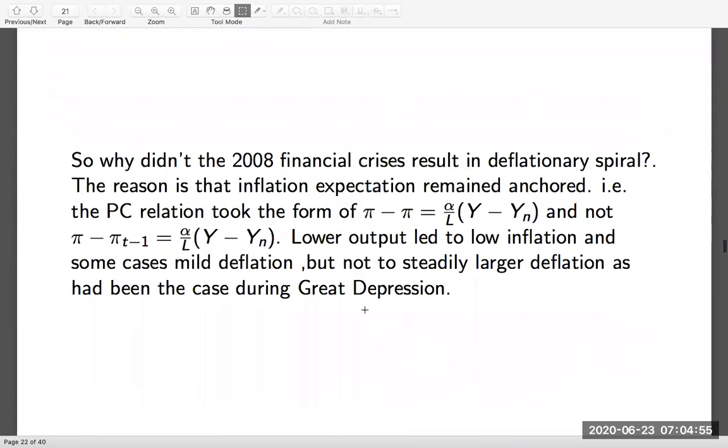So why didn't the 2008 financial crisis result in a deflationary spiral? That was because of how inflation expectations were formulated. Inflation expectations were anchored, right? i.e., the Phillips curve relation took the anchored form and not the other. Lower output led to lower inflation, and in some cases mild deflation, but not steadily larger deflation as was the case during the Great Depression. So remember the difference.